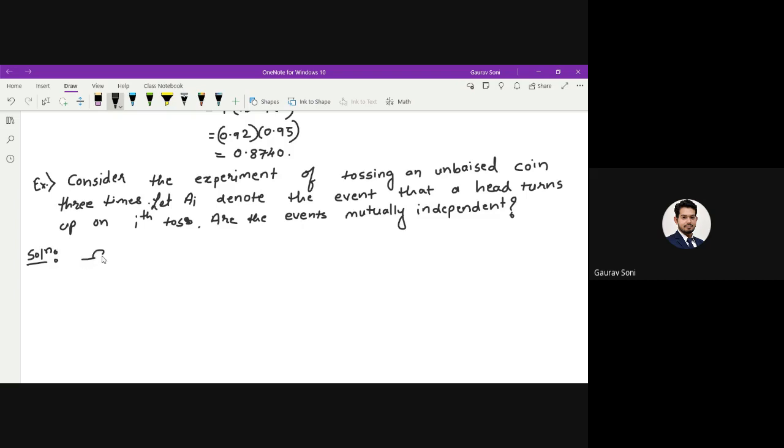First, let's write down the sample space for this. What will be the sample space? All three heads. Then we may have two heads and one tail. Two tails and one head. Or all three are tails.